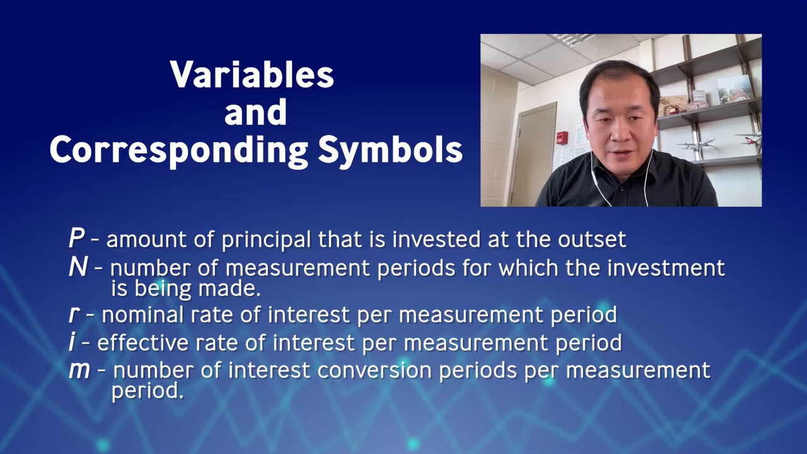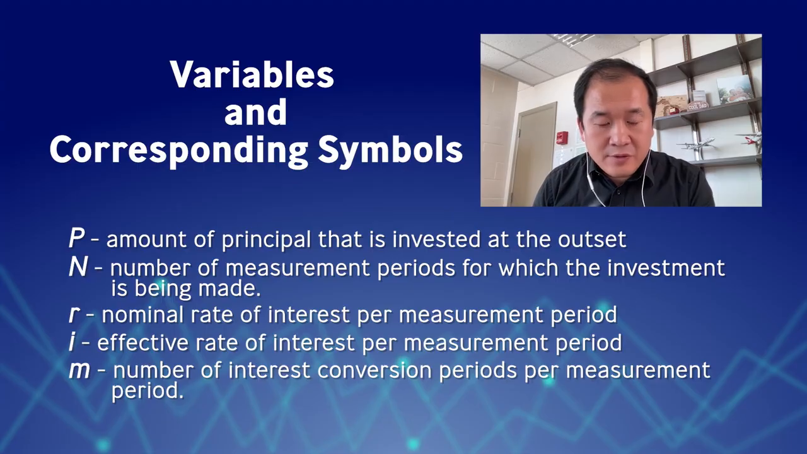And very lastly, lowercase m is the number of interest conversion periods per measurement period. Depending on the case, say if there's a product that calculates interest each month, then within 1 year, which is a measurement period, there are 12 interest conversion periods. And if the interest is calculated daily, then in a typical year, we will have 365 interest conversion periods. So that's what these variables and corresponding symbols mean in the following two slides.